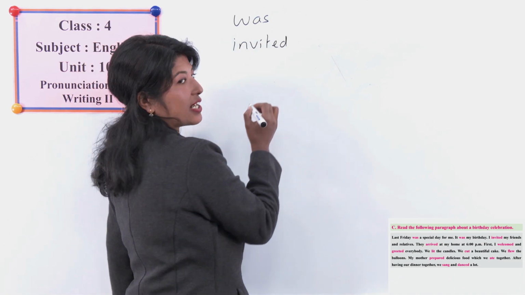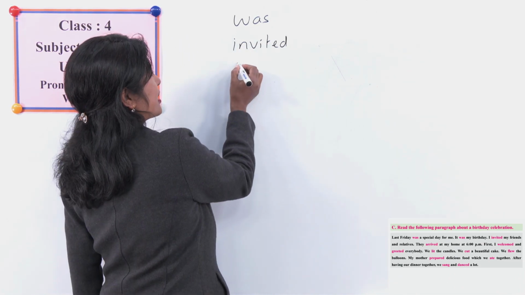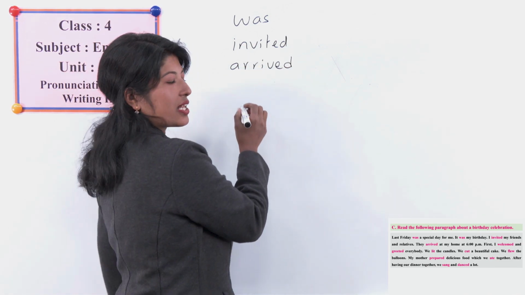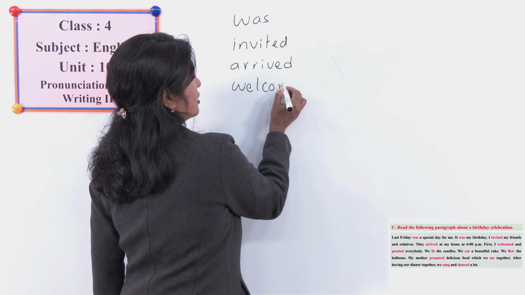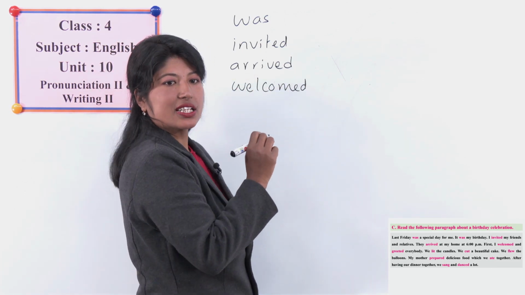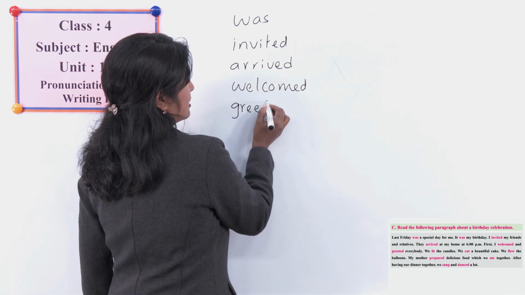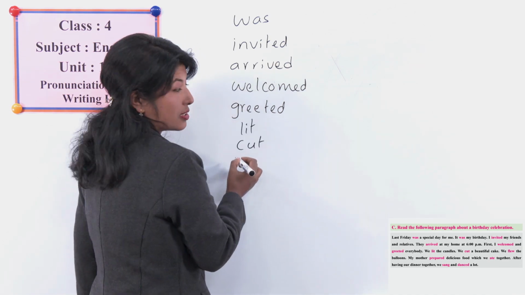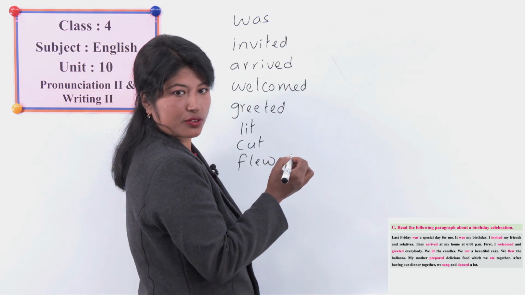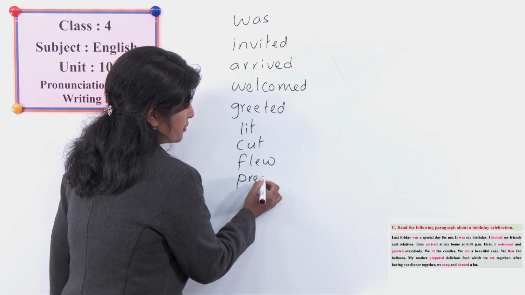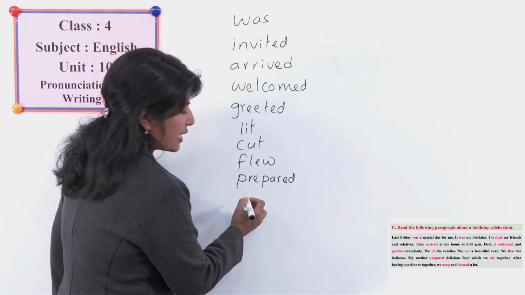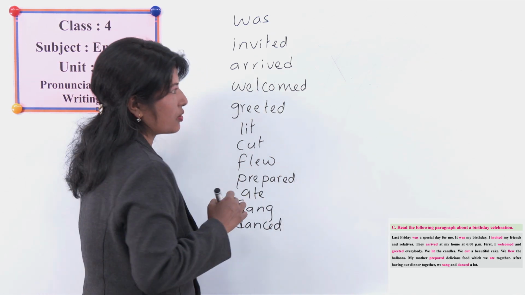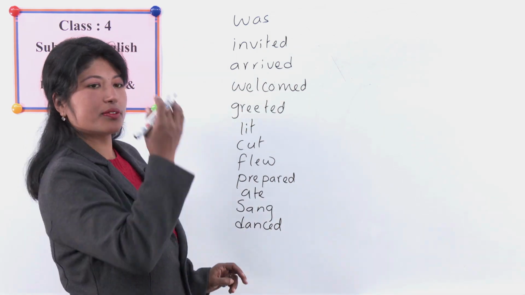Invited. And then what is the another word? Arrived. And then what is there? Welcomed. And next one, greeted. And then lit. Cut. Then flew. After that, prepared. And then ate. After that, sang. And then danced. Okay, so we have these words over here.